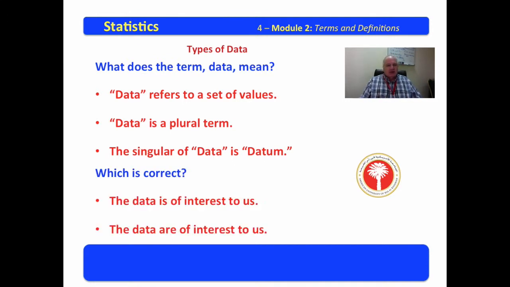Now, which of the following is correct? Look at these two statements. The data is of interest to us, and the data are of interest to us. Well, the one that is correct is this one right here. The data are of interest to us. If we replaced data with a plural term such as elephants, you would never say the elephants is of interest, you would say the elephants are of interest. So the correct use is the data are of interest to us, because data refers to a set of values and data is a plural term. We might examine a datum. The datum is of interest to us, the data are of interest to us.